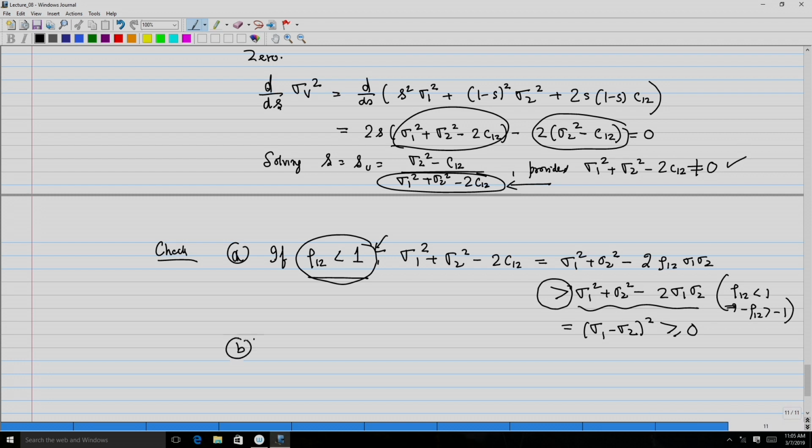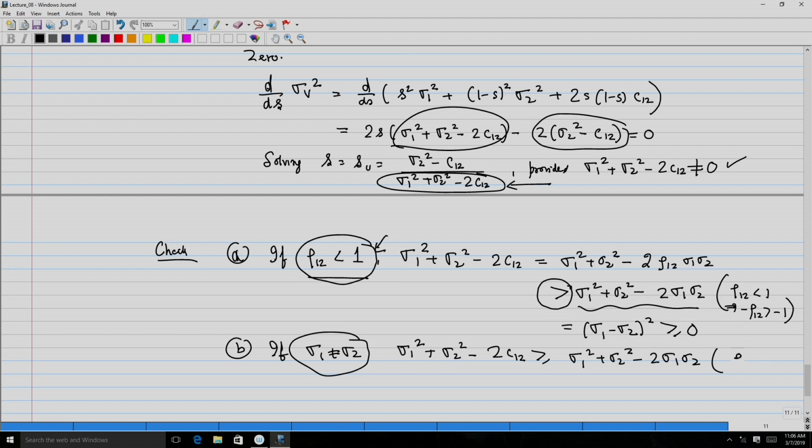And B, if the other condition, that sigma 1 not equal to sigma 2 holds, then sigma 1 square plus sigma 2 square minus twice C1 2 is going to be greater than or equal to sigma 1 square plus sigma 2 square minus twice sigma 1 sigma 2. So, here I have just used the fact that rho 1 2 is less than or equal to 1.